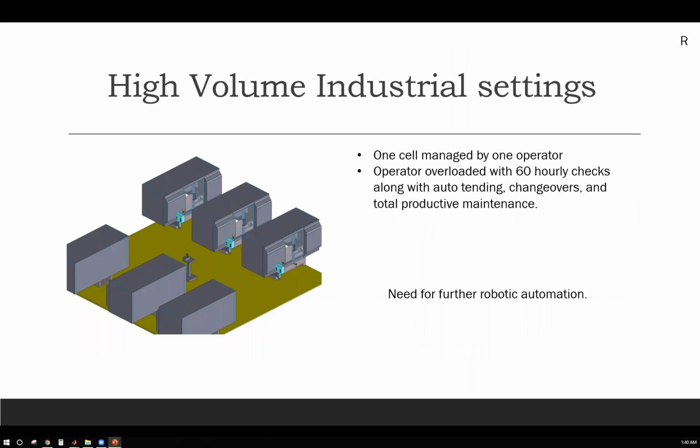Okay, next slide. Thanks, Ishmael. So why are we doing that project? We do have a cell that has 6 machines with 1 operator, and the operator needs to do 60 quality checks every hour. With that number of quality checks in a high volume automation environment, along with auto-tending, along with changeovers, along with changing tools and bits in the machine, the operator is definitely overloaded. And there is a requirement, there is a necessity for further robotic automation. Next slide, please.